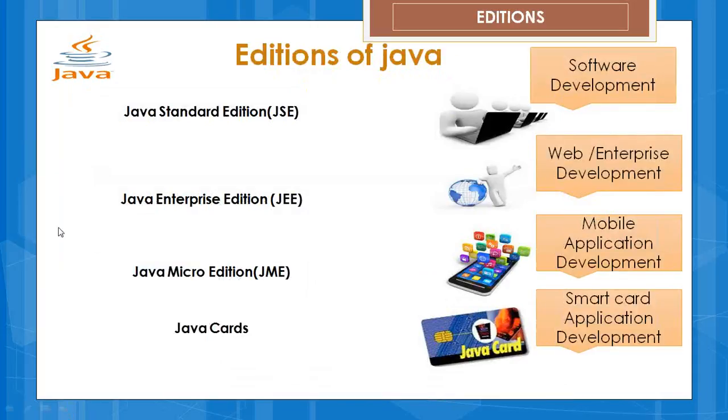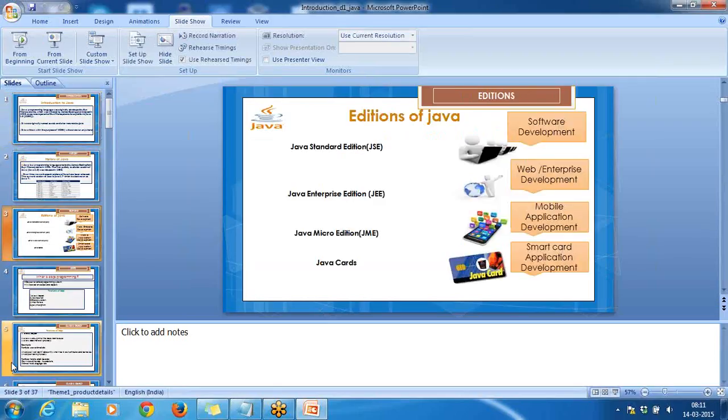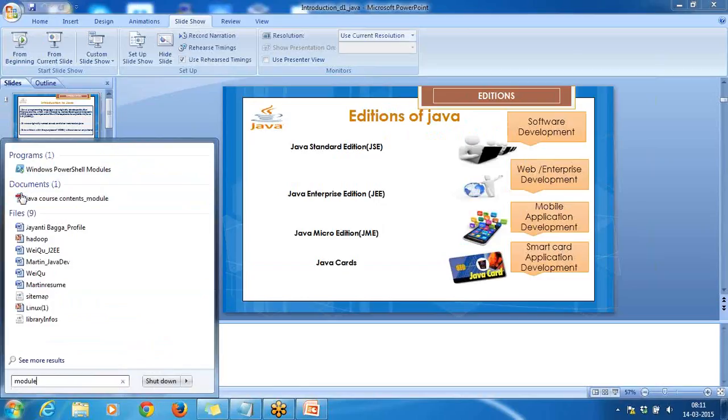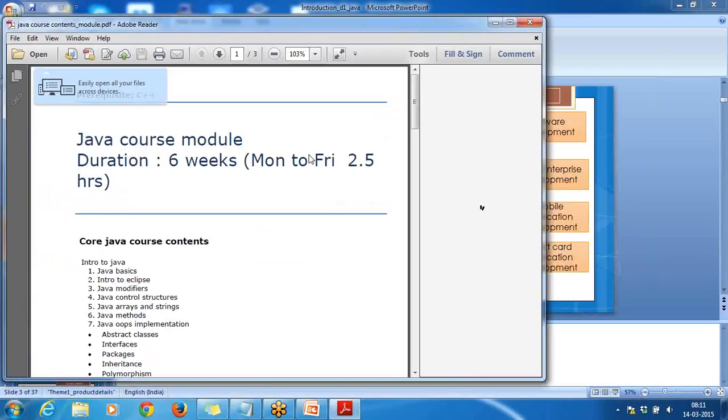There are various editions of Java available. We have Java Standard Edition, which is used for software development. We have Java Enterprise Edition, which is used for web development. We have Java Micro Edition, which is used for mobile application development, and Java Cards for smart card application development. We are going to do Java Standard Edition and Java Enterprise Edition, and then we will move towards the frameworks. So I would like to show you the course contents of Java, what we are going to cover.